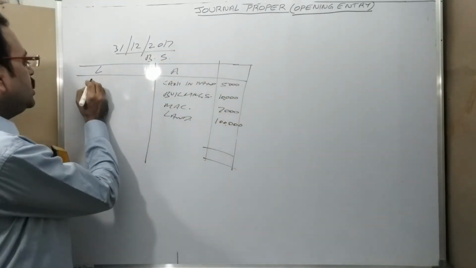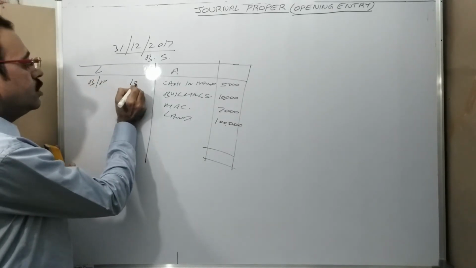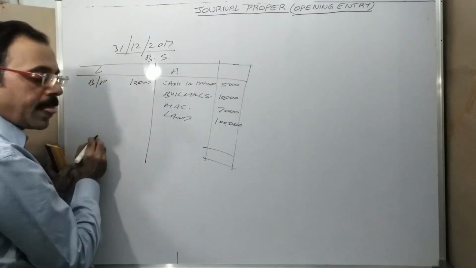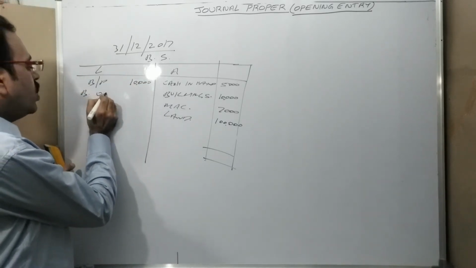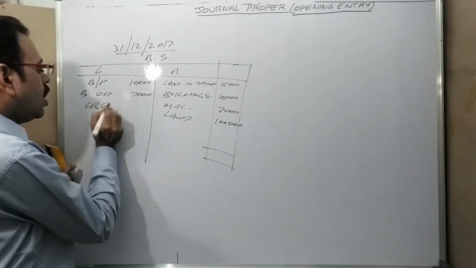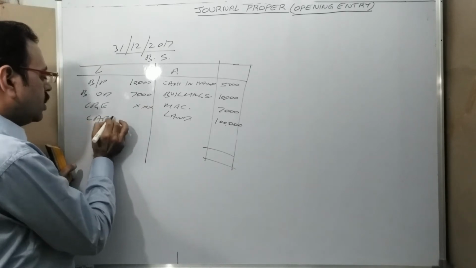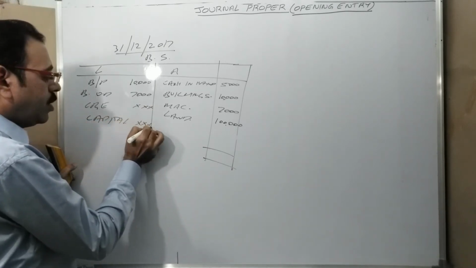Similarly, liability side, we have some liabilities like bills payable, 10,000. Bank overdraft, 7,000. Creditors, some amount. Finally, capital, some amount.